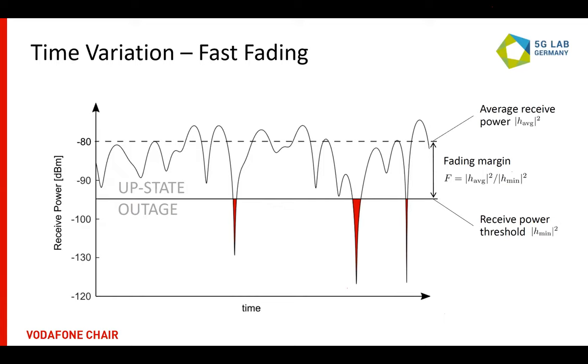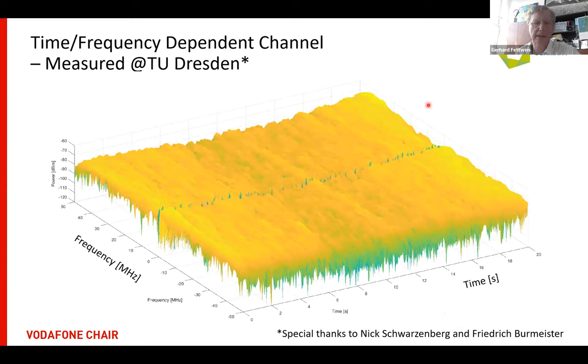Fine. Thank you. So what is true in time is also true in frequency. If we look at this kind of a system where we have the time and the frequency, this is a channel measured at TU Dresden. As you can see, we're going from minus 60 to 50 megahertz, so it's a 100 megahertz wide channel capture. And over quite a few seconds, over 20 seconds in time, we see a lot of variability in frequency and variability in time.